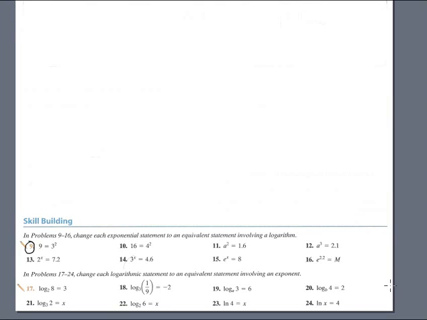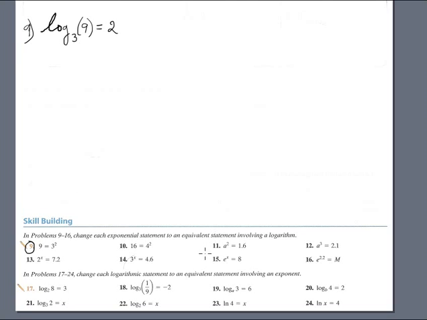Now, section 6.4. Let's start with number 9. It says change the exponential statement to an equivalent statement involving a logarithm. The conversion is: the base is 3, so you write logarithm. Number 9: the base is 3, you put the small number here, 3, of 9, and the answer is always the exponent. The answer of the logarithm always is the exponent.